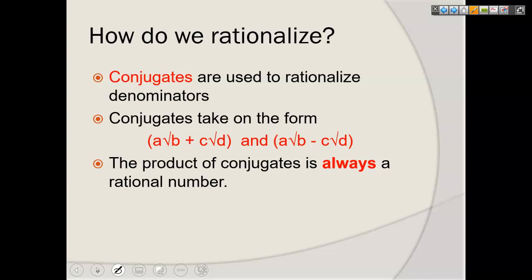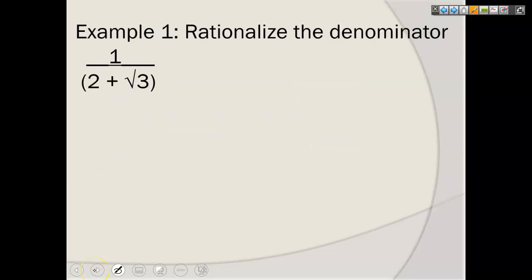If you think about a rational versus an irrational, rationals could be written as fractions. They were nice round numbers. An irrational number was our pi, our i, our square roots of 2, something with a non-perfect square. The conjugate will give you a perfect number.